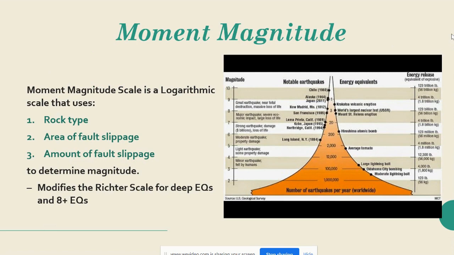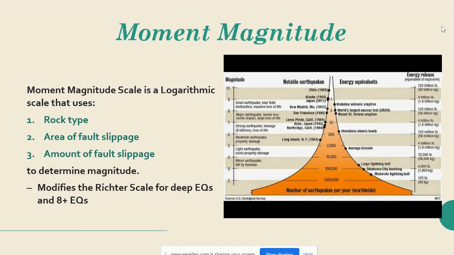Now, what they found was that the Richter scale was actually not super accurate for deeper earthquakes or earthquakes that were stronger. And so they modified the magnitude calculation and found that they could do so using what they call moment magnitude. Moment magnitude, or seismic moment, measures the actual shaking by the earthquake, but it also takes into account the rock type, the amount of fault that slipped, and how far it slipped to determine the magnitude. And when they put all these together, they can get really accurate measurements for these earthquakes that are 8 plus magnitude or those that are deeper.